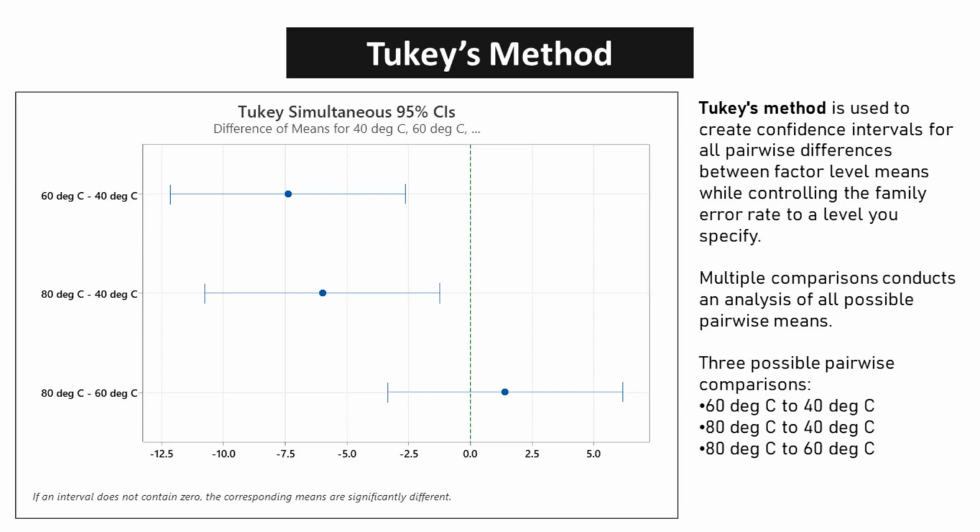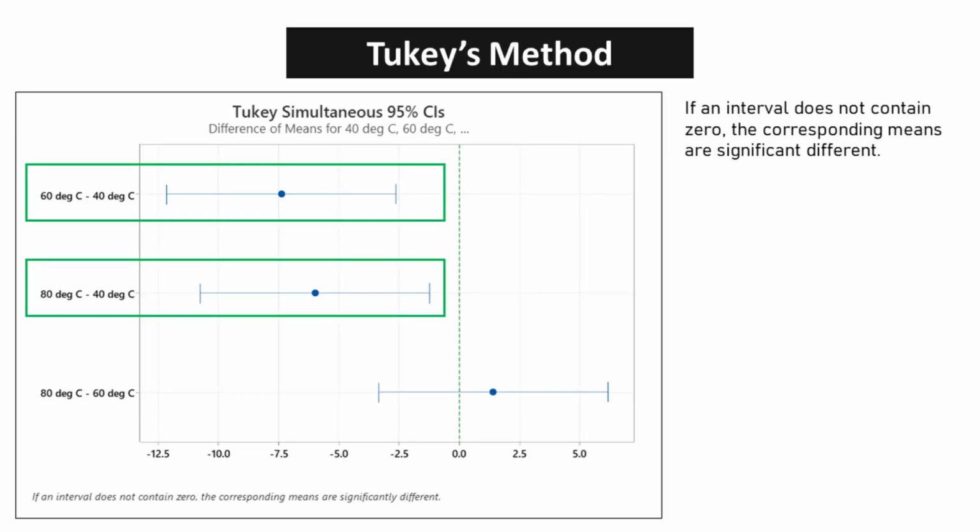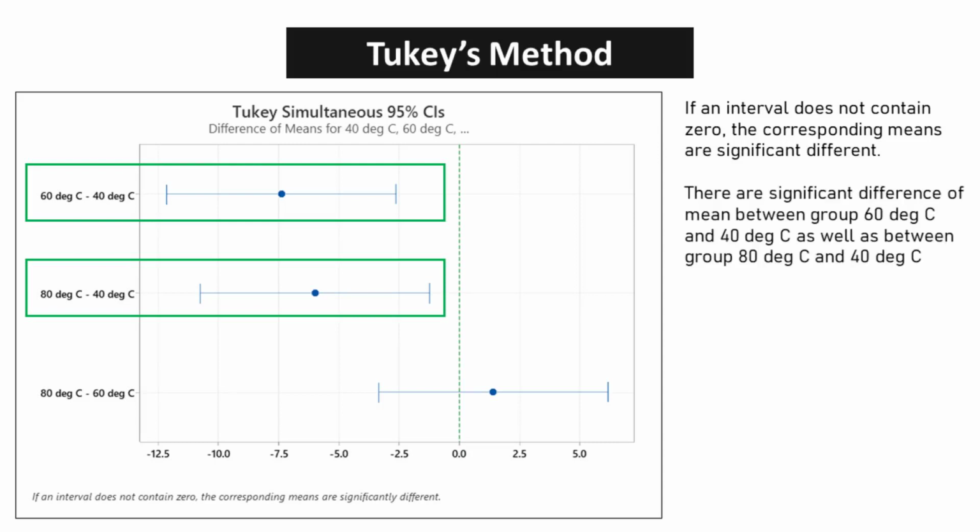Multiple comparisons conducts an analysis of all possible pairwise means. There are 3 possible pairwise comparisons, which are 60 degrees Celsius to 40 degrees Celsius, 80 degrees Celsius to 40 degrees Celsius, and 80 degrees Celsius to 60 degrees Celsius. If an interval does not contain 0, the corresponding means are significantly different. There is a significant difference of mean between group 60 degrees Celsius and 40 degrees Celsius as well as between group 80 degrees Celsius and 40 degrees Celsius.